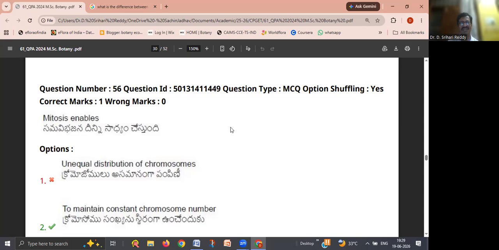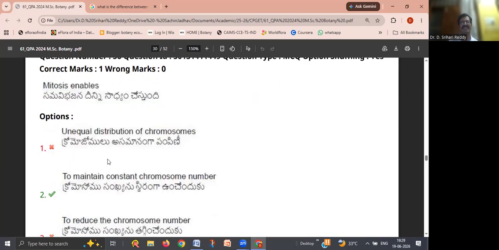So what are the main features of mitosis here? They gave unequal distribution of the chromosomes, so it is the wrong option. In mitosis, what happens? Initially, the chromosome number is doubled and they are equally distributed to the daughter cells. So unequal distribution of the chromosomes is the wrong option.